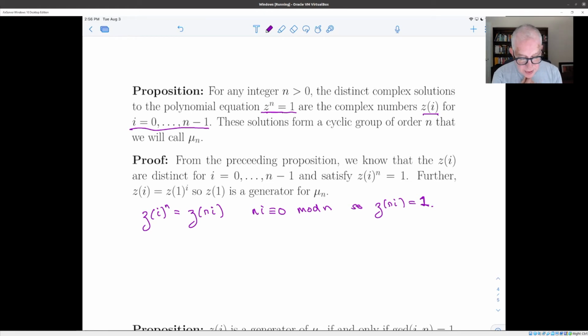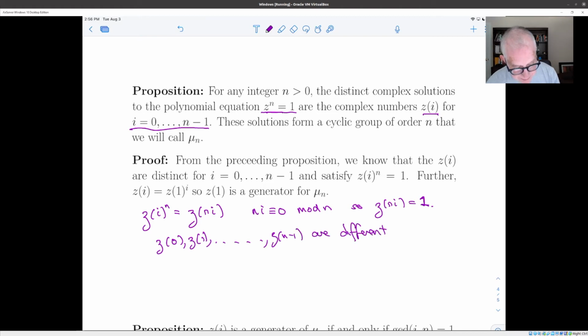On the other hand, we know that because the numbers 0, 1, dot, dot, dot, up to n minus 1 are all distinct mod n, their differences are all less than n, so the differences can't be divisible by n. We know that z of 0, z of 1, all the way up to z of n minus 1 are different.